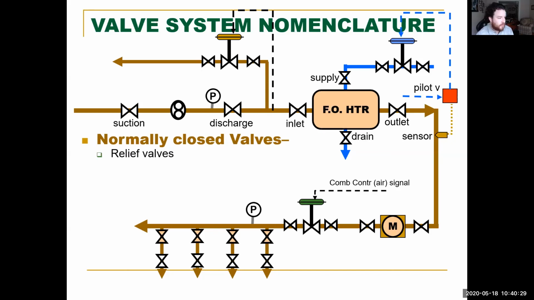So let's just talk about some normally closed valves. We have relief valves. And as you can see, this relief valve is coming back in. It's coming out of the outlet of the pump, and it's going into the inlet of the pump. Remember, we're talking about fuel here. We don't want this thing just going right into the bilge, because that does no one any good, especially the company that paid good money for that fuel.